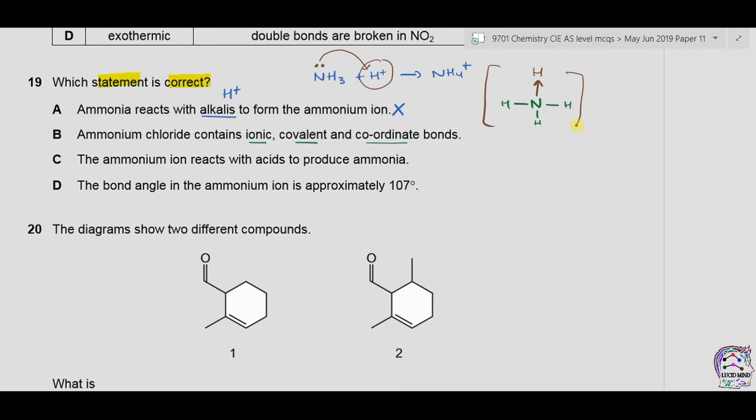Overall the charge on NH4 is positive, and also we have chloride, so Cl is negative. Now we can see that ionic bond is present as there are opposite charges, also covalent bond is present and coordinate covalent bond is also present. So B could be the correct option. C. The ammonium ion reacts with acids to produce ammonia. This is incorrect because ammonium ion, for example ammonium chloride, can react with alkali to form ammonia gas.